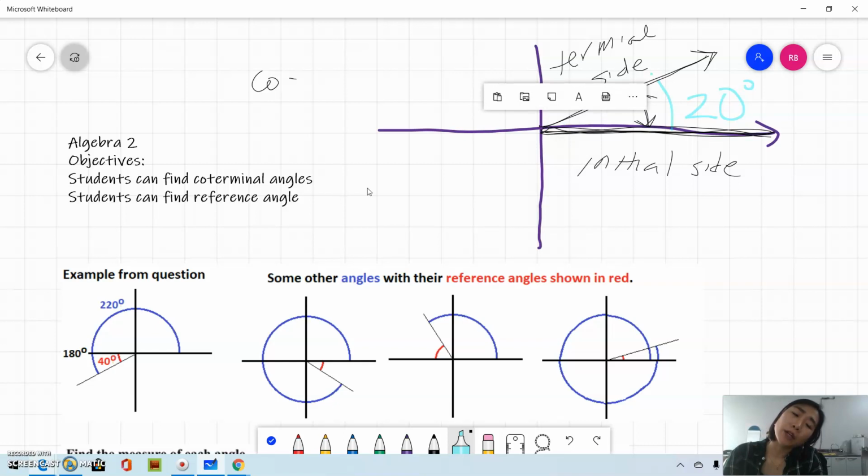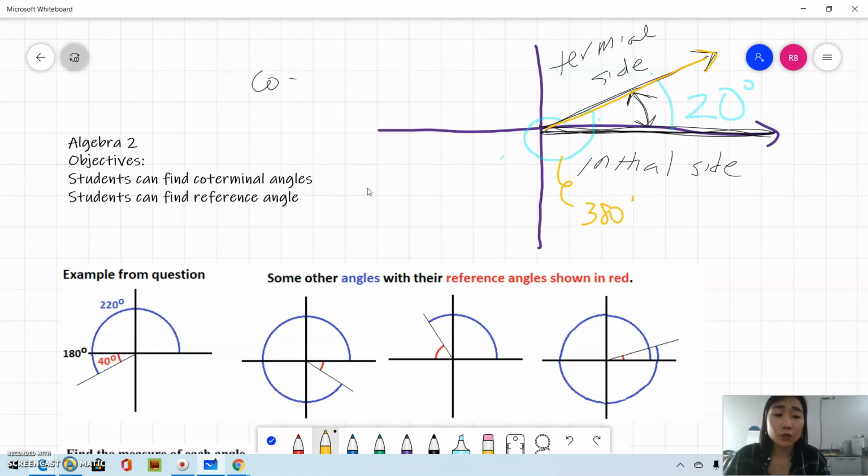So let's say I went around a complete circle, like this. And then I went 20 more. Then what happens is that I share the same terminal side, but now my angle is 360 degrees greater than this 20 degrees. So this angle is 380 degrees. And 380 degrees is a coterminal angle of 20 degrees. Does that make sense? So basically, one way to find a coterminal angle is that you add 360 degrees, or if it was written in radians, you add 2 pi.